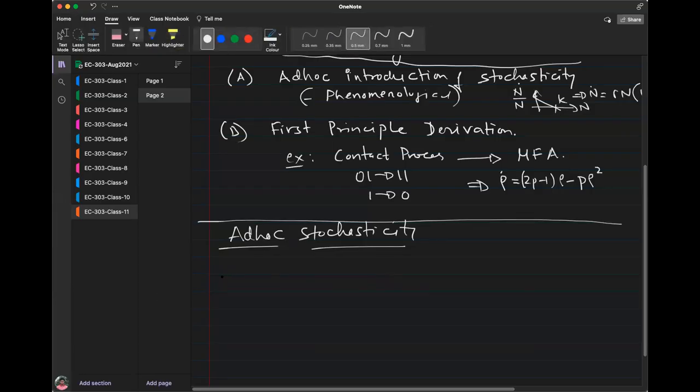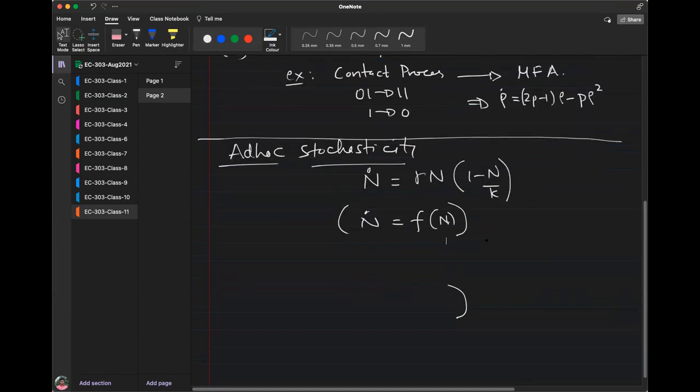Even here there are two ways. You have to decide where the stochasticity is coming from. In ad hoc stochasticity, we often start with a model, for example the logistic model, but it could be more generally n dot is equal to f of n. So we start with the model.